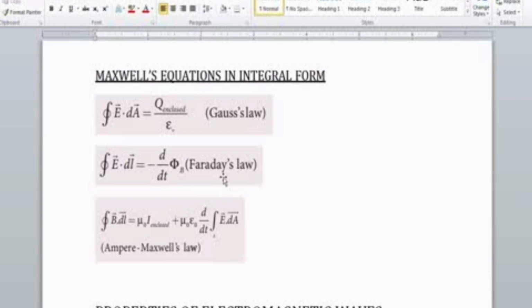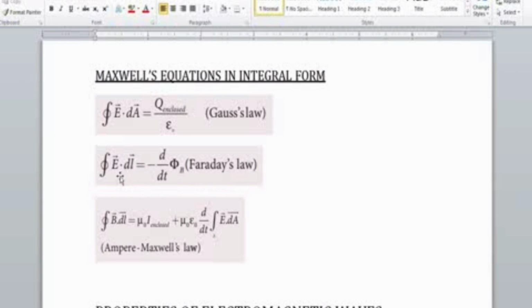The third one is called Faraday's law. Here, the closed integral of E vector dot dl vector equals minus d by dt of phi B, where phi B is the magnetic flux and E is the electric field. We already studied that law. The electric field changes into a magnetic field, and the magnetic field changes into an electric field.